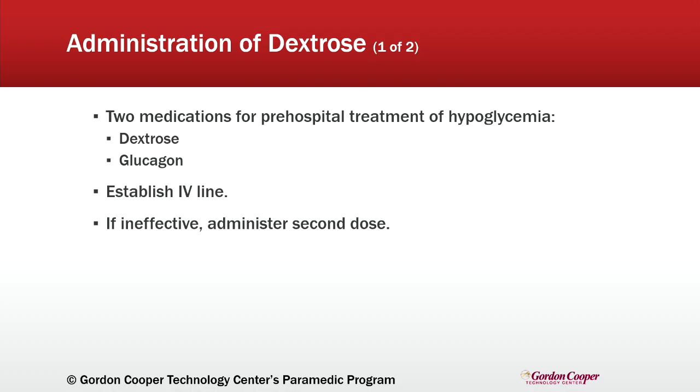The effects of dextrose usually will begin to happen within 1 minute of administration. It can happen relatively quickly. After administration, monitor the patient's response. If there's no improvement in blood glucose levels, make sure that your IV is still good. And if the first dose is ineffective, you may have to look at administering a second dose, so long as your protocol will permit such a thing.